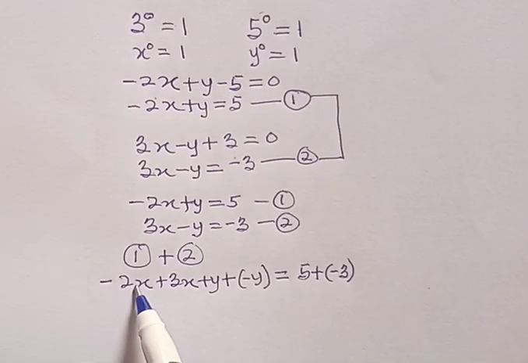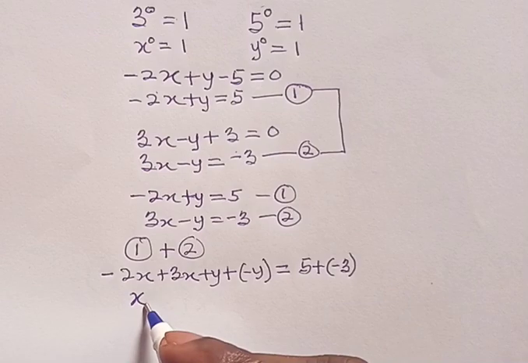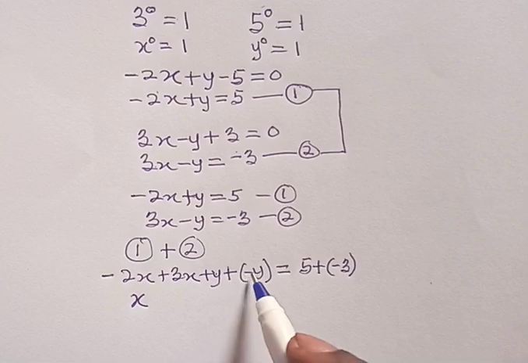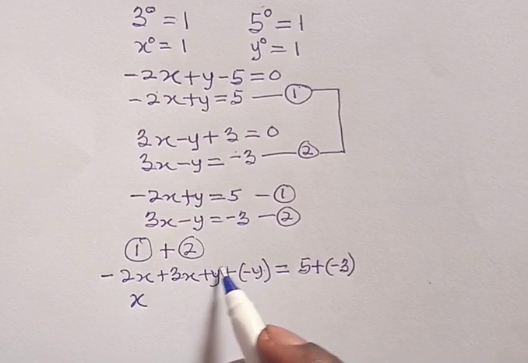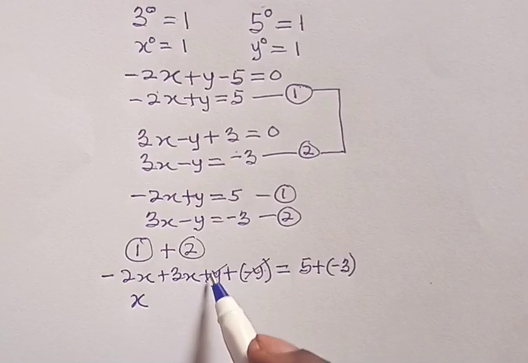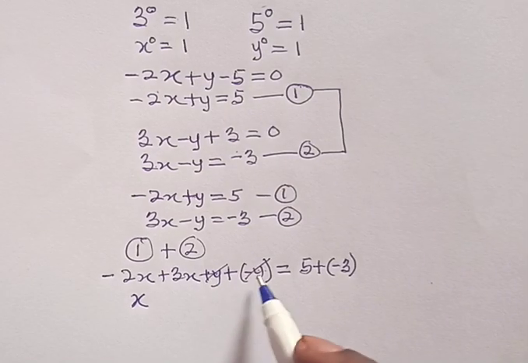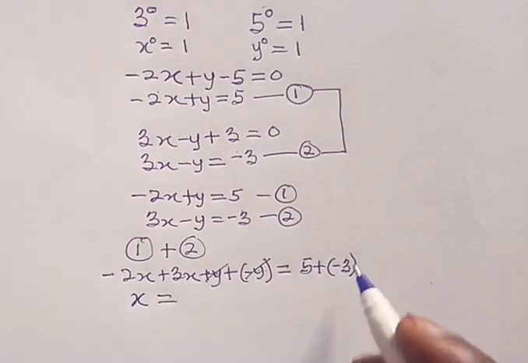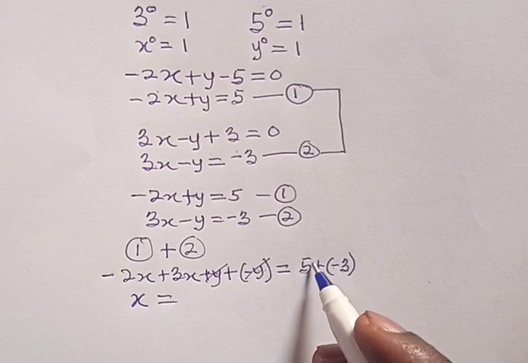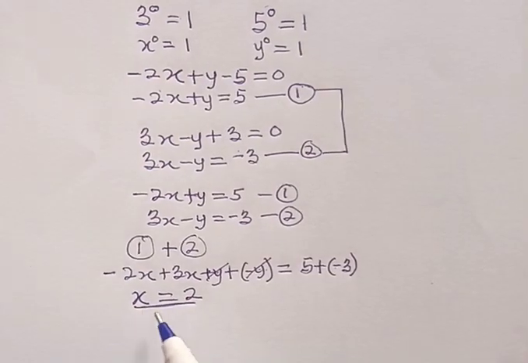Good. So negative 2x plus 3x gives us x, and since this is positive y, y plus negative y, because this is negative, so this one will go. Here will be 0 because the coefficient is 1, but here is negative, here is positive, so we are getting 0 here. Then we can easily do this. So 5 plus negative 3 means that we subtract 3 from 5, which will give us 2. Good.